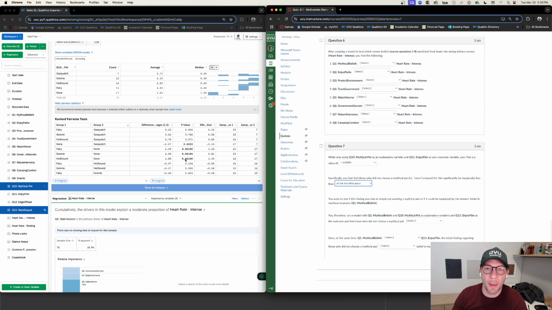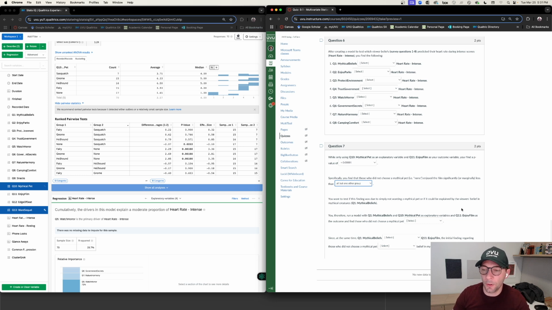So what we may wonder is, okay, what is driving this? Is it just that they didn't feel like picking a mythical creature, or is there something going on? Is there something like those that were picking mythical creatures maybe had higher beliefs in mythical creatures, and that was what was driving this? It's not necessarily whether or not they chose a mythical creature, but there's something going on in the background here.